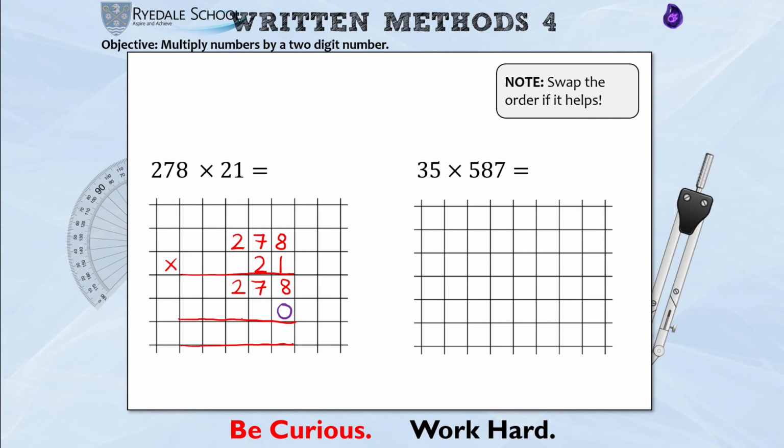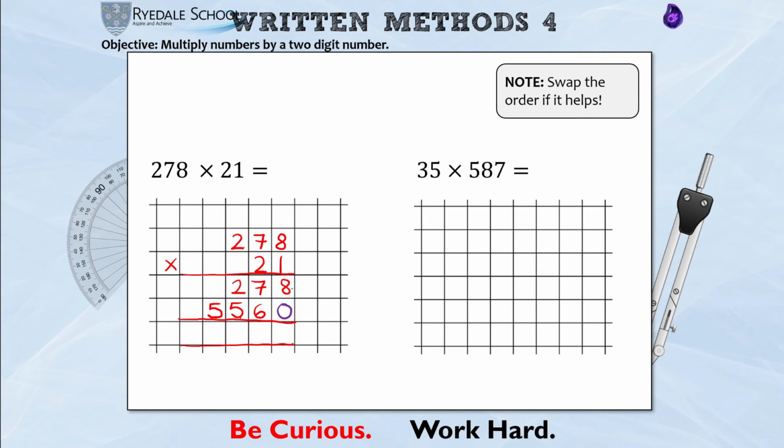So 8 times 2, 16. 7 times 2, 14. Add the 1, 15. And 2 times 2 is 4. Add the 1 is 5.